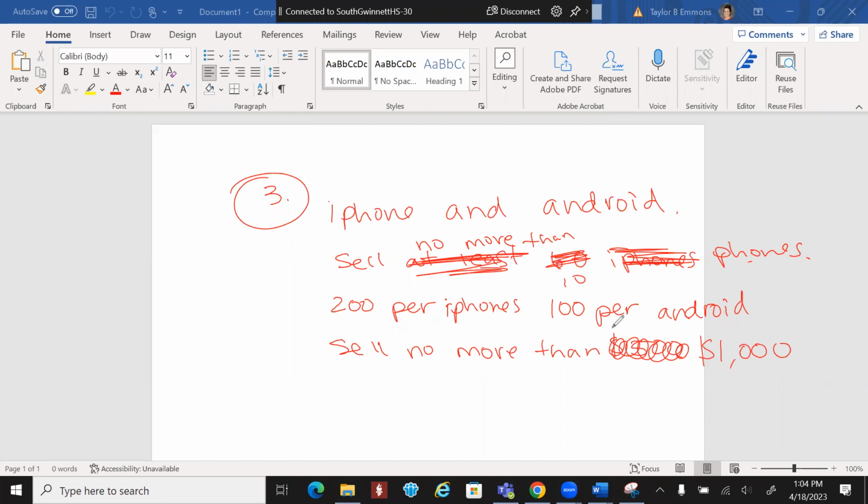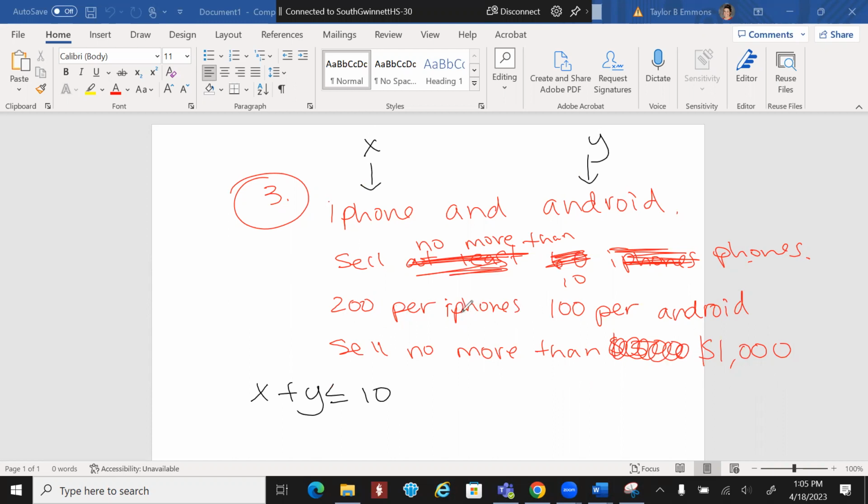The first thing we want to do is create inequalities. Okay. So let's look at this first one. It says sell no more than 10 iPhones. I'm sorry, 10 phones in general. So what is that inequality going to look like? Sell no more than 10 phones. Let's say iPhones are X, Androids are Y. So we got, there you go, boom.